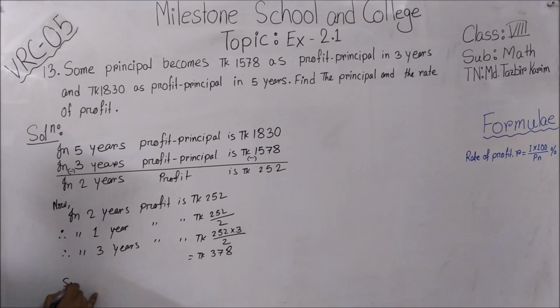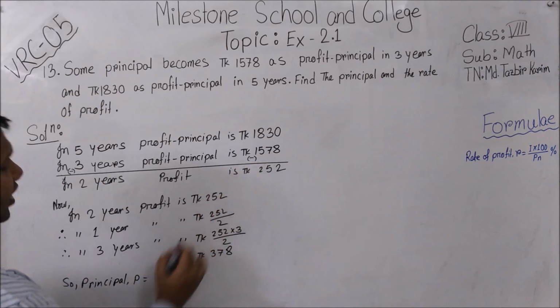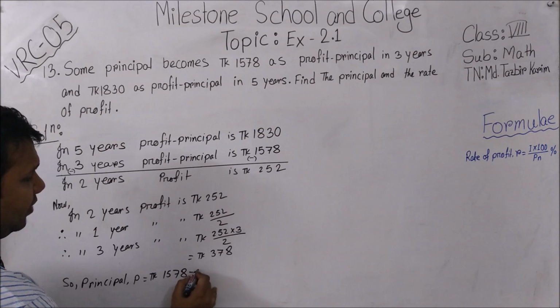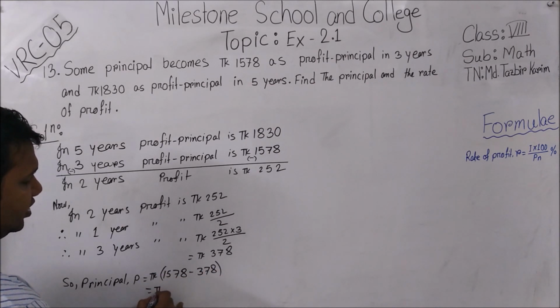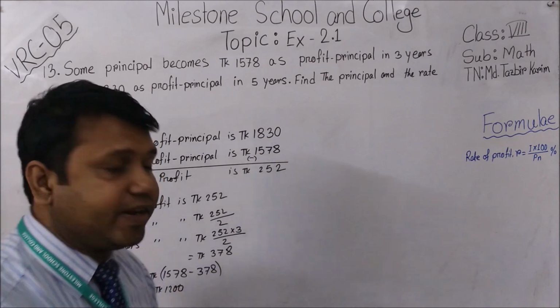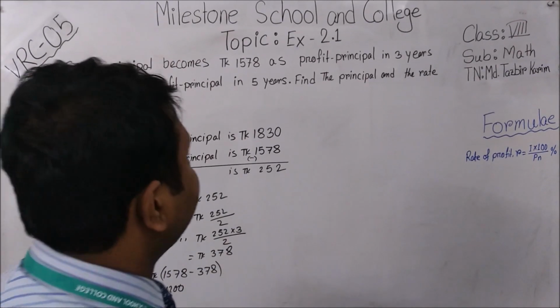So principal will be what? Principal P equal to the principal plus profit of 3 years, that is taka 1578 minus 378, and we will get taka 1200. So this is our principal of this math. The question told us to find out the principal also. Now we are going to find out the rate of profit.